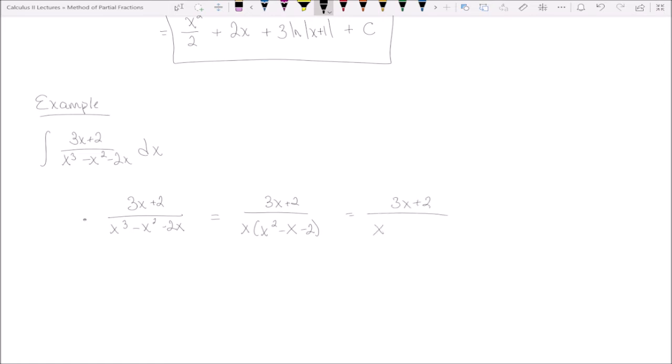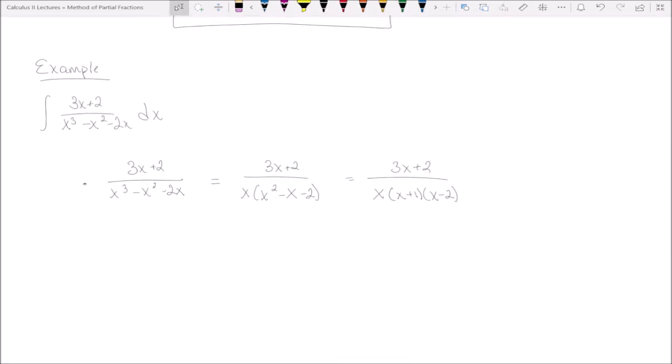Now x squared minus x minus 2 can be factored to x plus 1 times x minus 2. Now we can start to write our partial fraction decomposition. We have three distinct linear factors. The first linear factor is x, so we get an A over x. Second is x plus 1, so we get a B over x plus 1. And finally, it's x minus 2, so we get C over x minus 2.